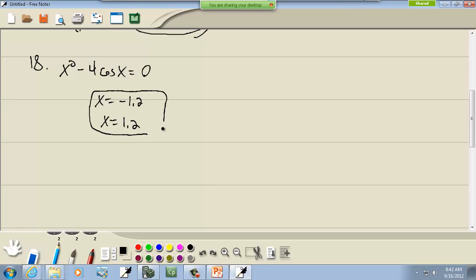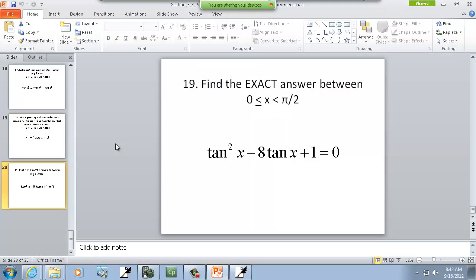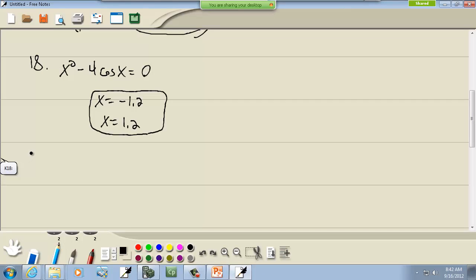How can we verify that it never comes back down? Well, that's calculus. That's not trig. So don't worry about that part. Let's take a look at this one. This one's a really nice one.